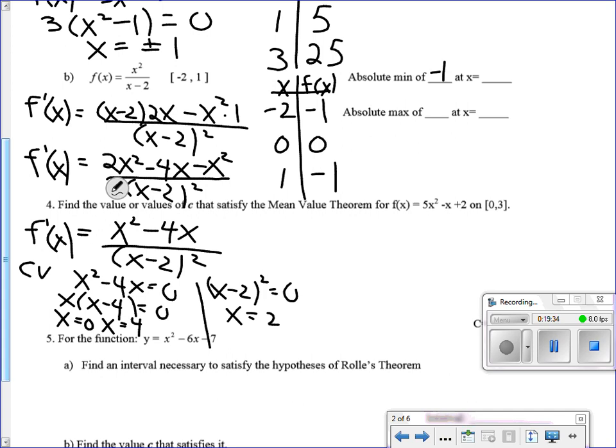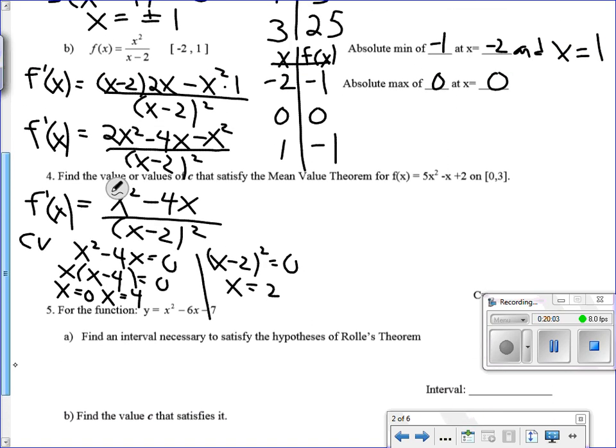The absolute min, the least of these, is negative 1. And it occurs at two different x values. It occurs at x equals negative 2 and x equals 1. The absolute max, the greatest of these, is 0, which occurs at x equals 0. Right? And if you want to check your answer, you could graph the function over that closed interval, set your x min and your x max to those values and check.